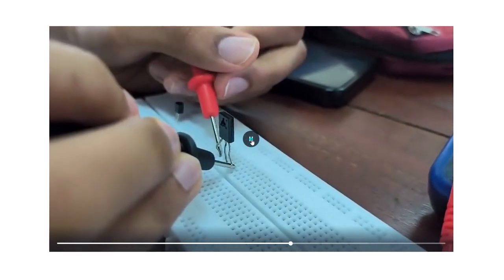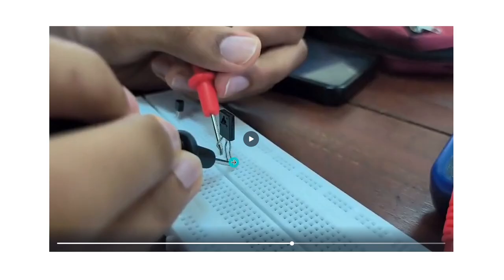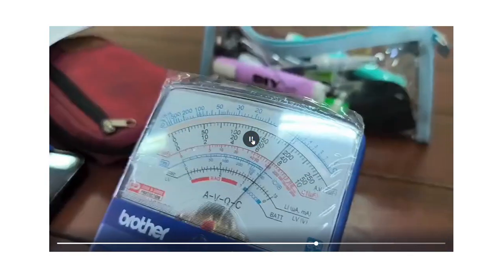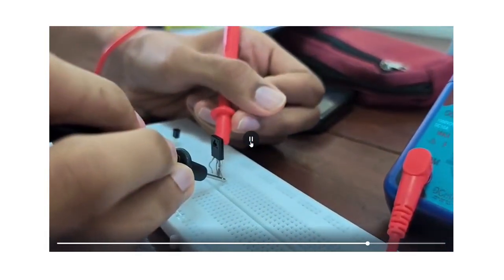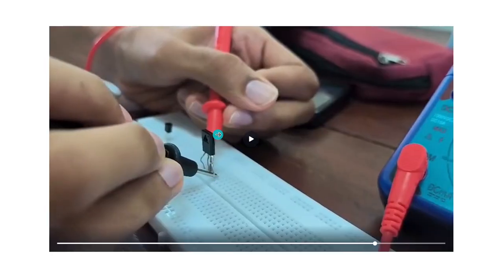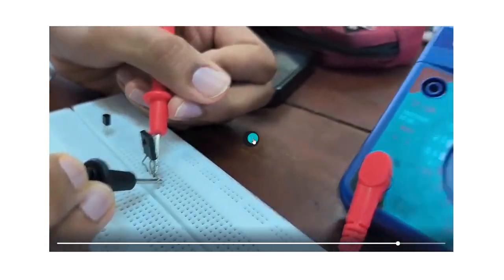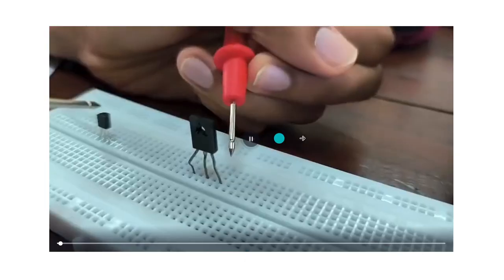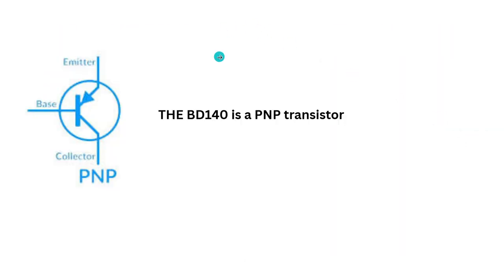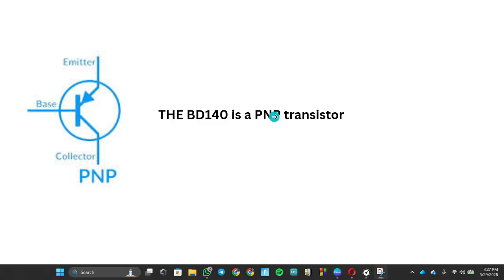But if we put the negative probe at the base and put the red probe at the first terminal, we got 60 ohms. And when we switch the red probe to the second terminal, we got 60 ohms as well. This shows that this BD140 transistor is a PNP transistor.